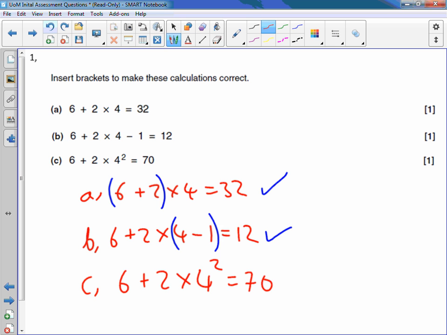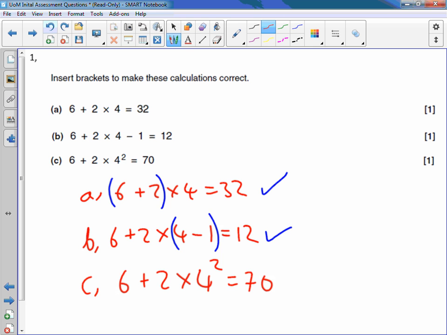Okie dokie. So, part C, we've got 6 plus 2 times 4 squared equals 70. So I need some big numbers here. So just sticking the brackets around the 6 plus 2 is going to give me 8. 4 squared is 16. 16 times 8 is not 70. So that doesn't work for me.